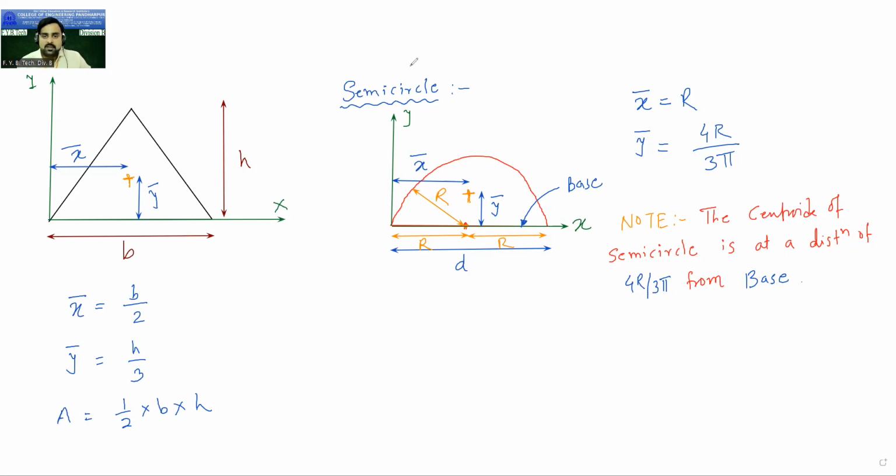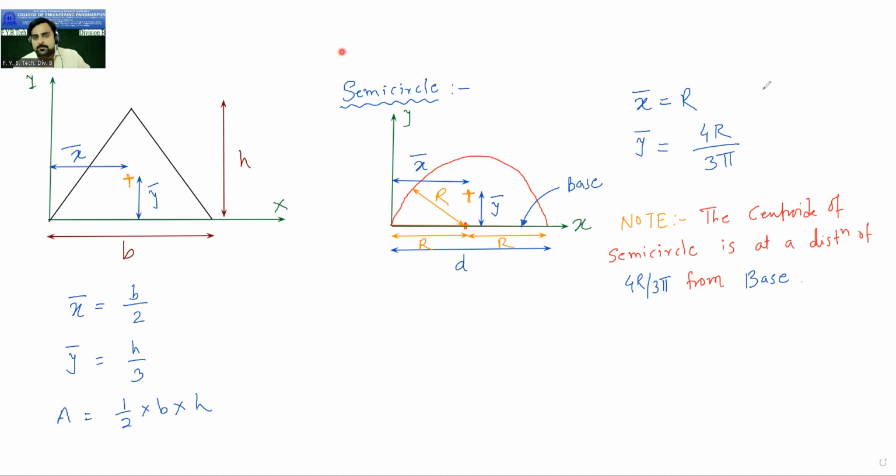Now here you can see this is the base of the semicircle, the diameter where it is situated. So from the base it is at a distance of 4r by 3 pi. Fortunately, base and x-axis are on the same line. Your reference x-axis is here and the base of the semicircle is also here. So the centroid is at a distance of 4r upon 3 pi from the base, and this is your y bar, because this is the distance of the centroid from the x-axis. So in this case, y bar will be equal to 4r by 3 pi.